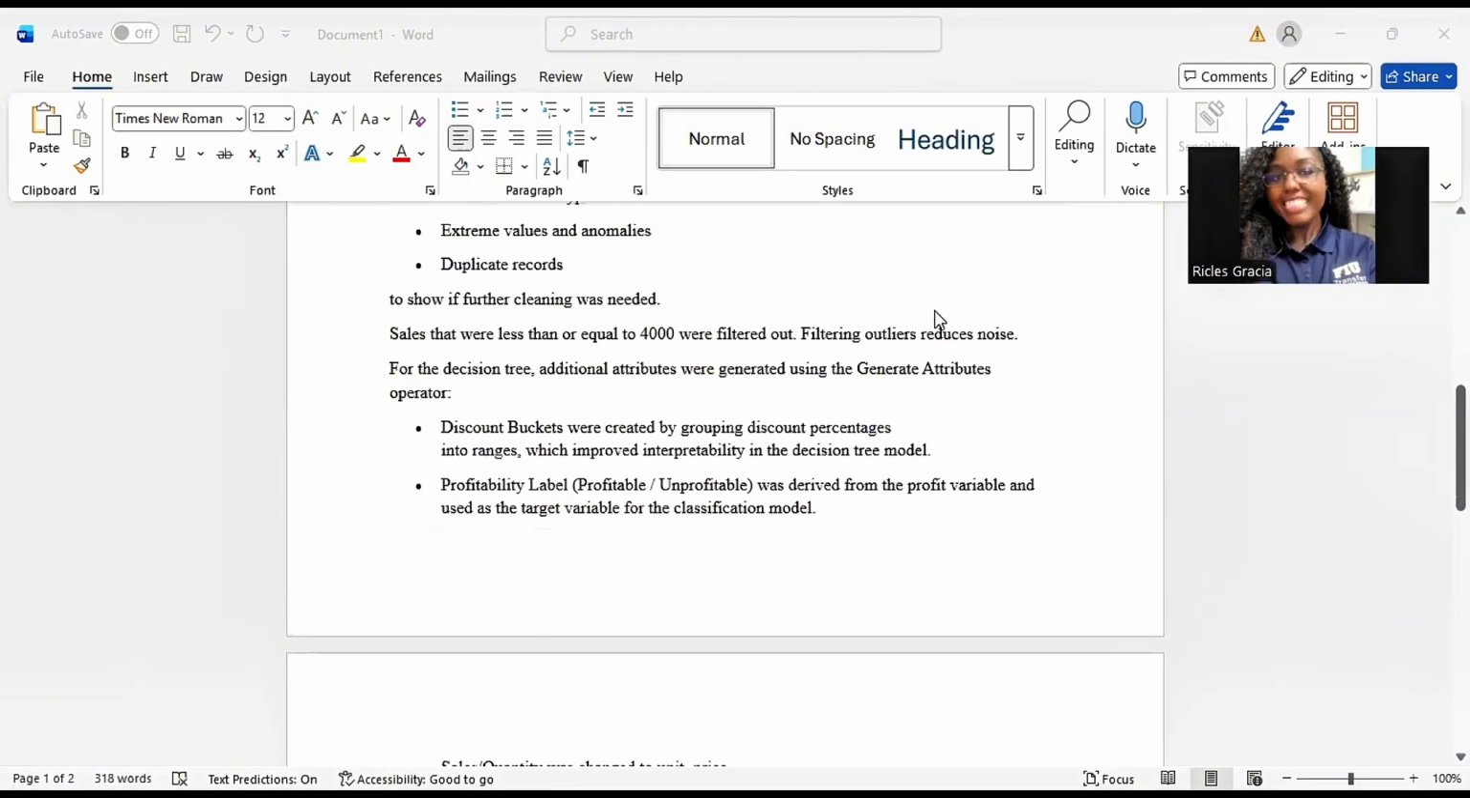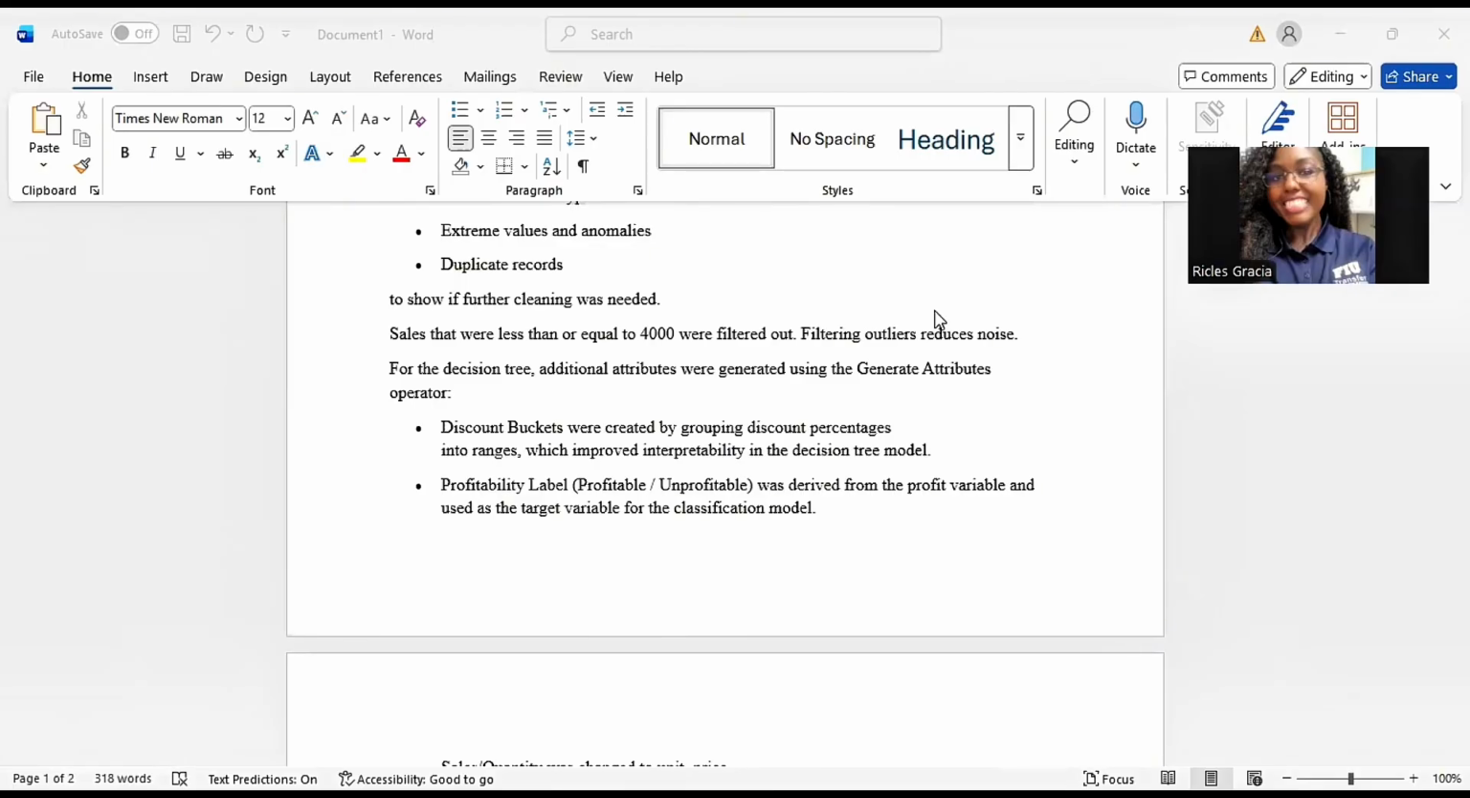During our data cleaning, we decided to filter out an outlier in sales. We filtered out sales that were less than or equal to 4,000. Filtering outliers helps reduce noise in the data.